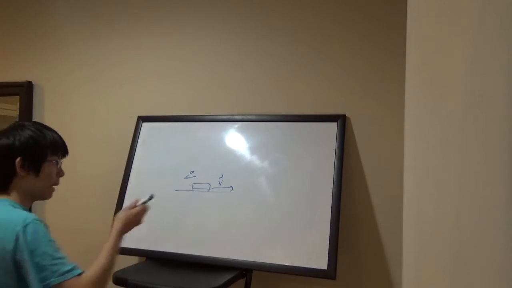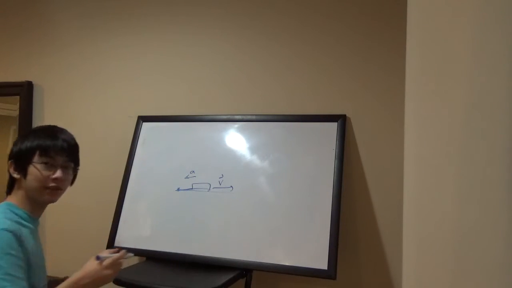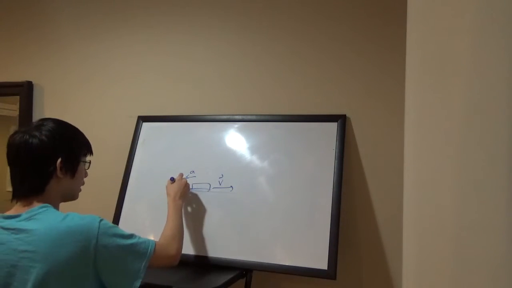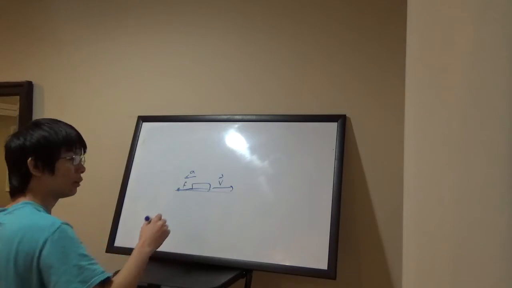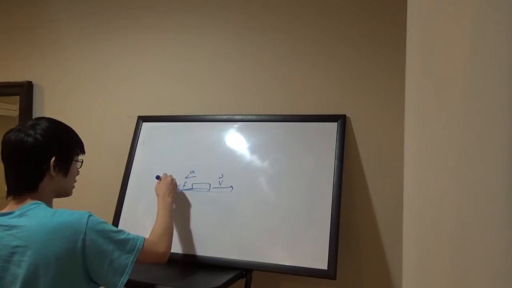So what does that mean? That means I have some force here, a resistive force that's resisting my motion. And I'm going to call this force friction. I can denote it with a small f, or I can denote it as F of F.